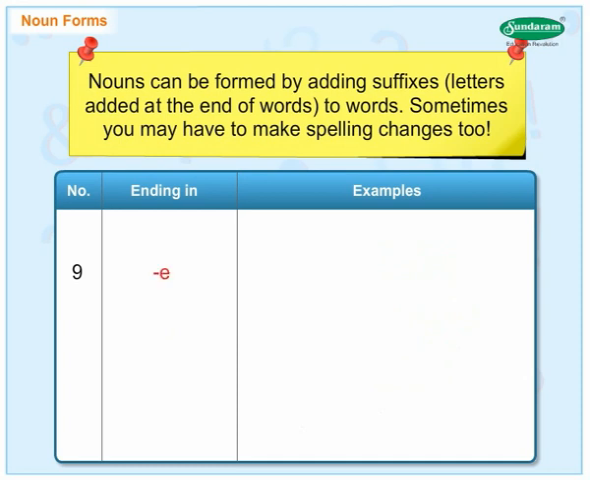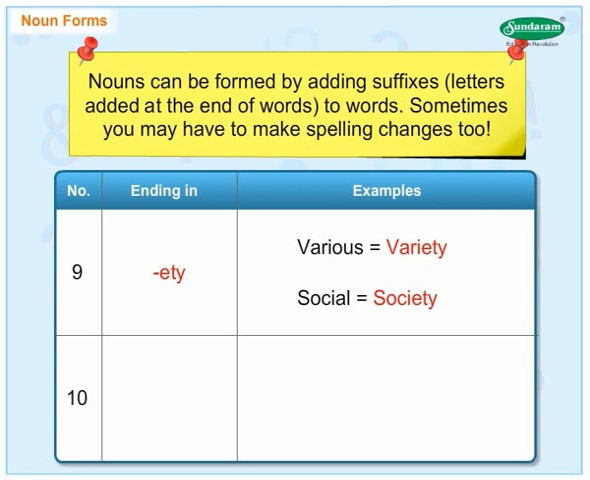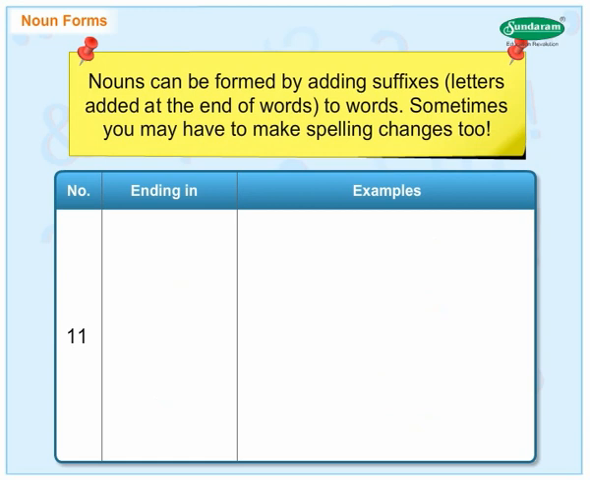9. Ending in E-T-Y, ety. For example, various, variety. Social, society. 10. Ending in C-Y, cy. For example, secret, secrecy. Private, privacy.